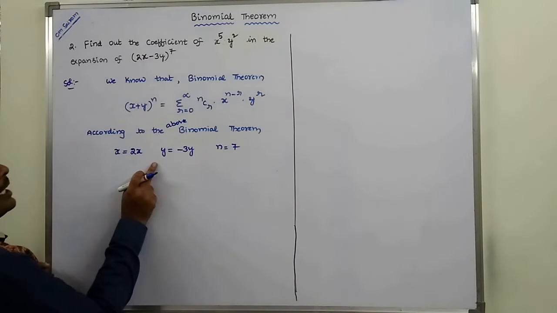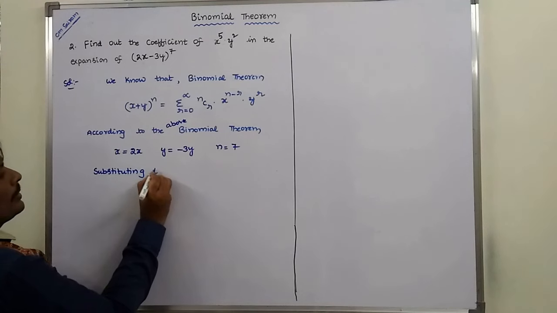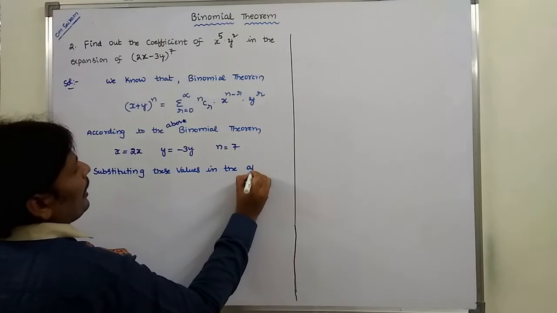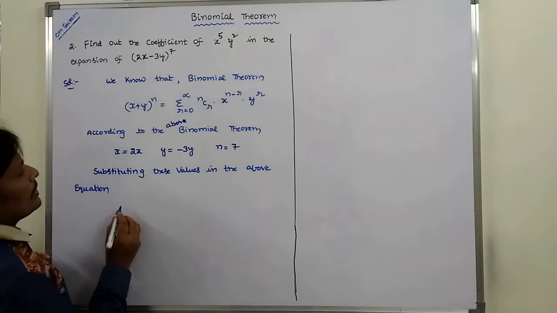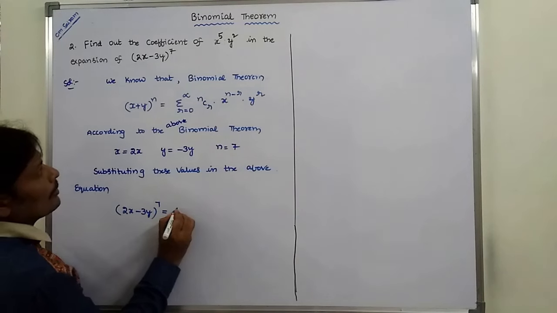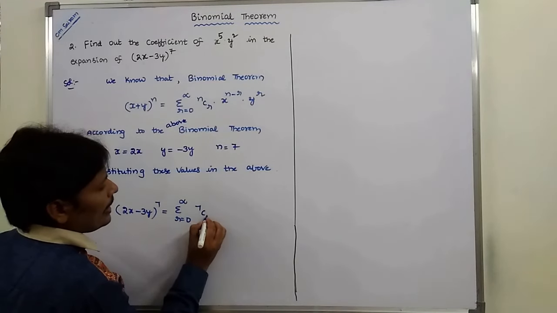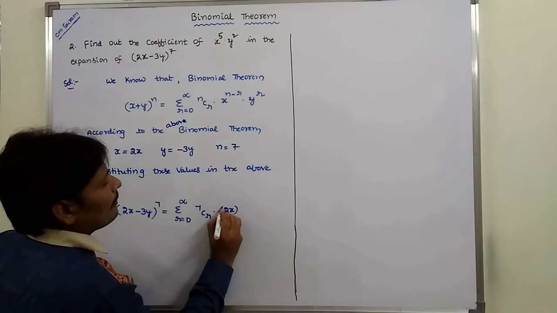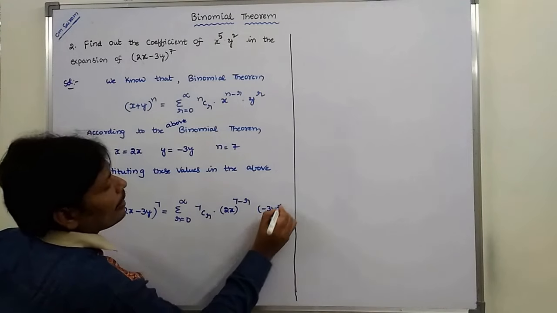Okay. So substituting these values in the above equation. According to that, (2x minus 3y) whole power 7 is equal to sigma r is equal to 0 to infinity nCr, n value 7, so 7Cr into x power, x value how much? 2x, (2x) whole power n minus r, n value 7, 7 minus r, y power r, y value is (minus 3y) whole power r.